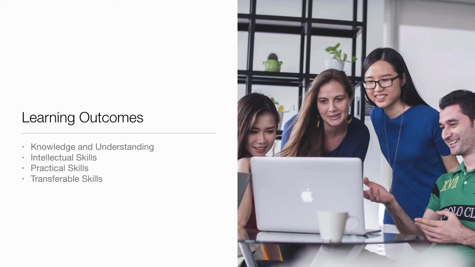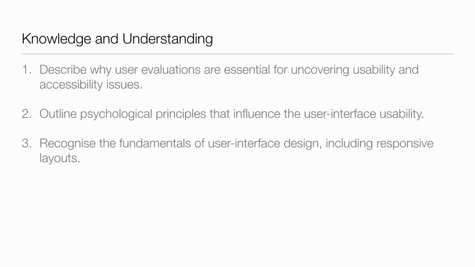So what do we want to learn on this course? So we're going to have 4 key areas. We'll look at the knowledge and understanding you'll gain. We'll look at the intellectual skills you'll gain. We'll look at the practical skills you'll gain. And looking at the transferable skills you'll be able to take and apply to everything you do in a wide range of contexts.